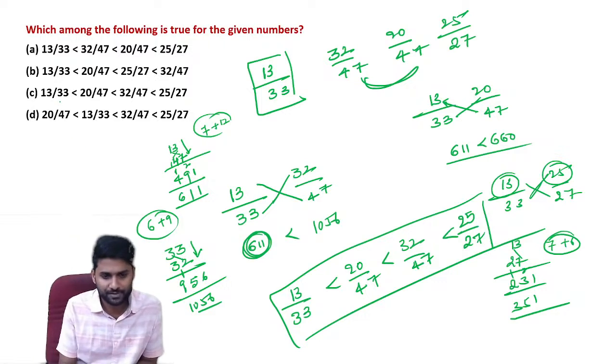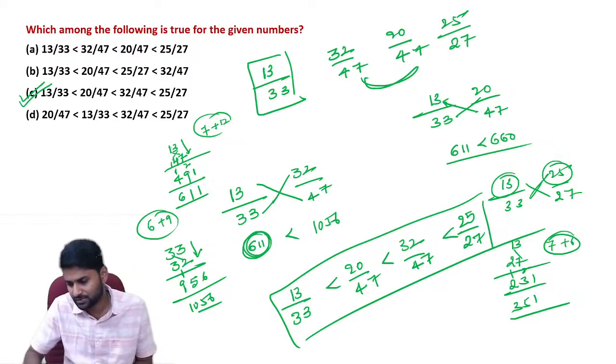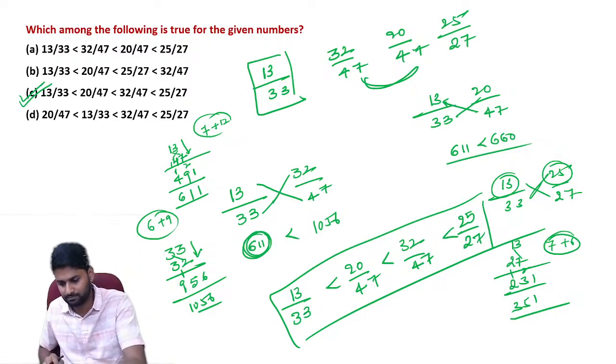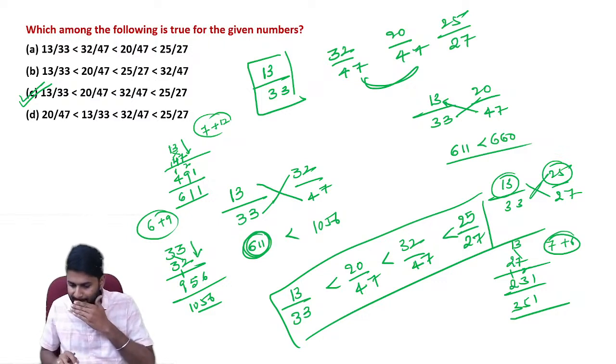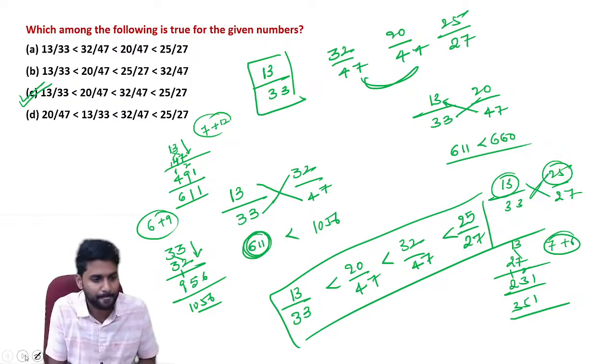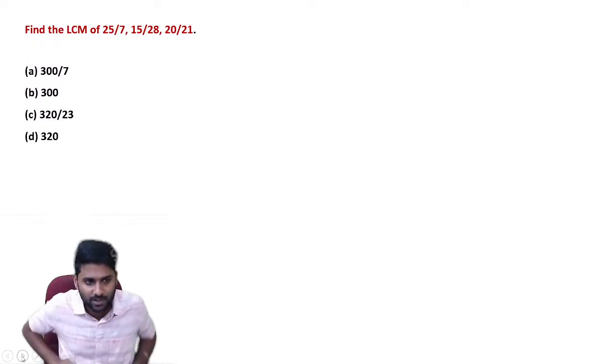So if you go through option C: 13 by 33, 20 by 47, 25 by 27 and 32 by 47. So the correct answer is C. C is the suitable answer. Yes, very good. Next, go through that.